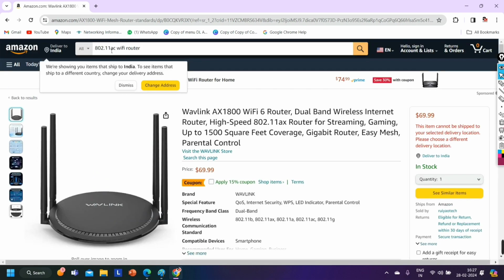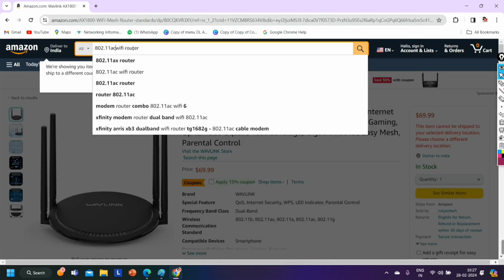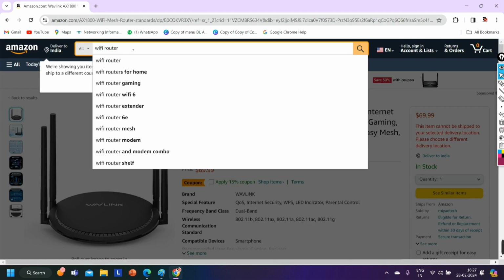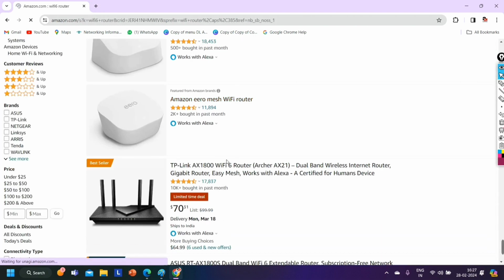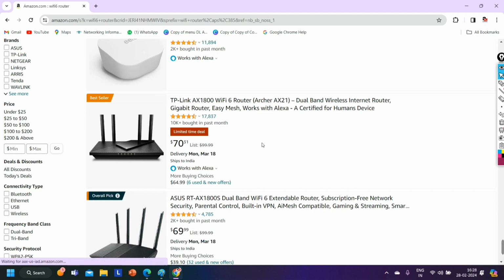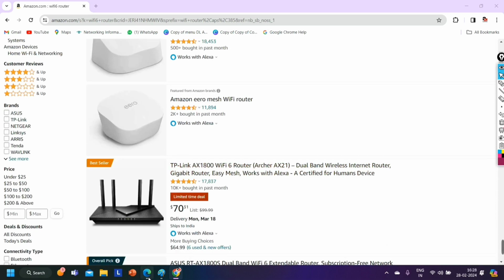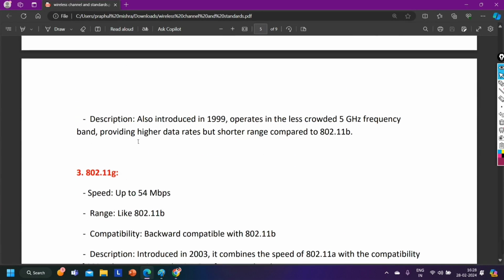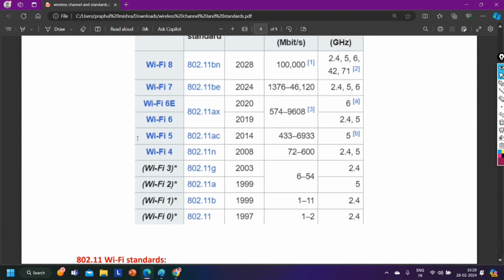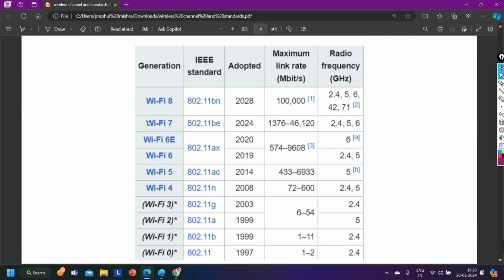In the same way, you can say Wi-Fi 6 also, like here. We can say Wi-Fi 6 router. Price is $70. Like this also you can search. Whatever standard you have, you can check it on Amazon or on any other website. You can get some information about it, because if you are learning wireless for the first time, guys, definitely you have to spend some time on it. You have to learn everything for the first time. These are basics but important, right?